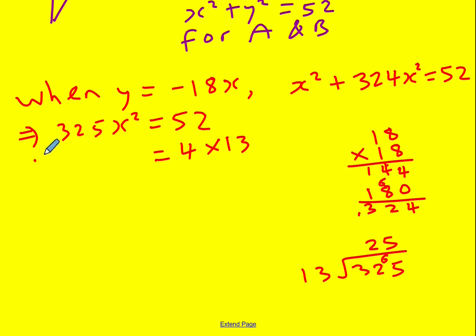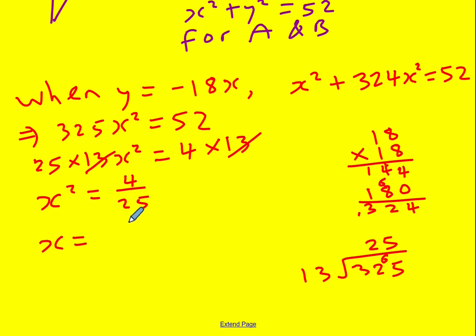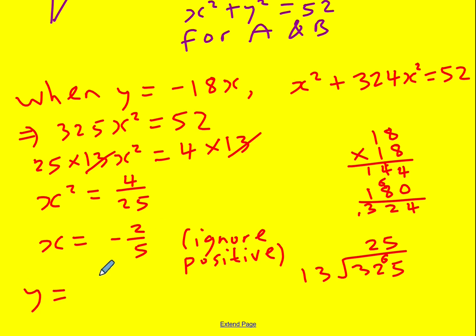So that is going to be 25 times 13 x squared. And cancel the 13's out. We know that it's where x is less than 0. So then y is going to equal 36 over 5. And let's call that A.